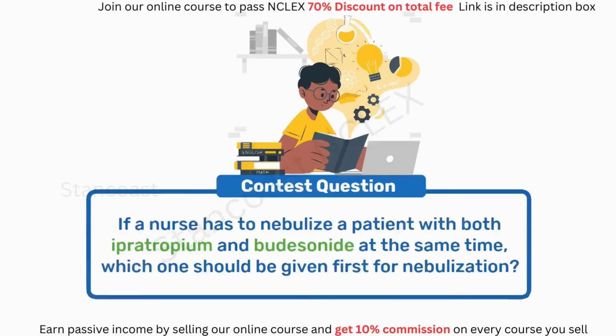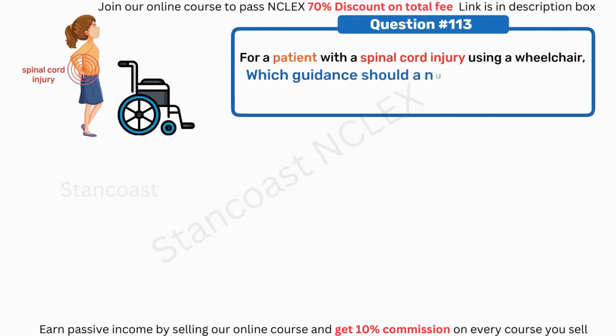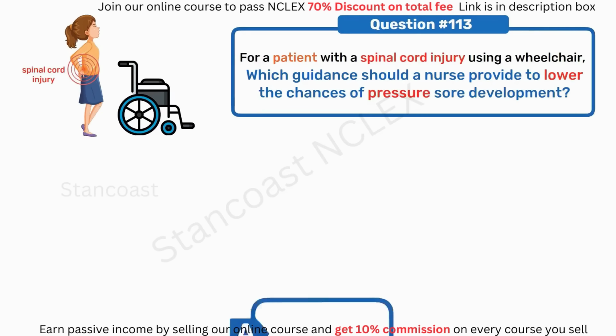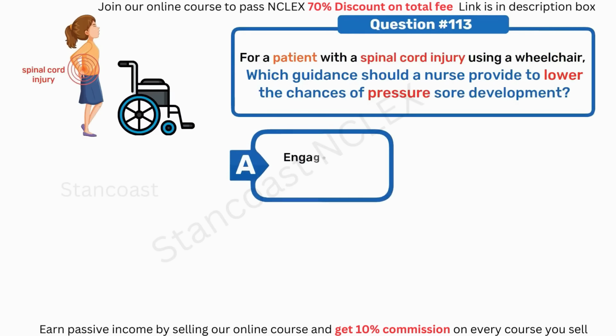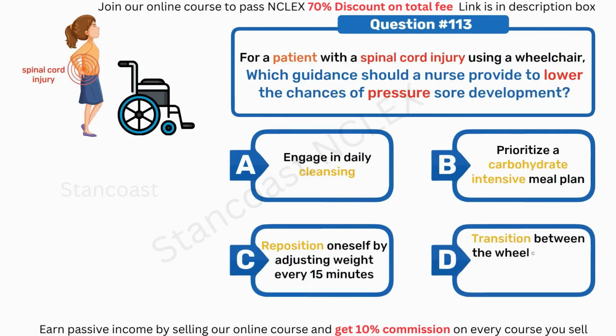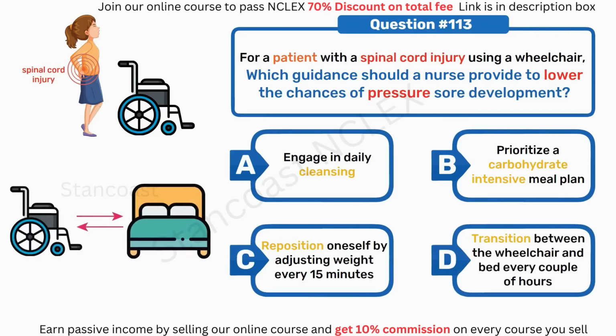For a patient with a spinal cord injury using a wheelchair, which guidance should a nurse provide to lower the chances of pressure sore development? A. Engage in daily cleansing. B. Prioritize a carbohydrate-intensive meal plan. C. Reposition oneself by adjusting weight every 15 minutes. D. Transition between the wheelchair and bed every couple of hours.